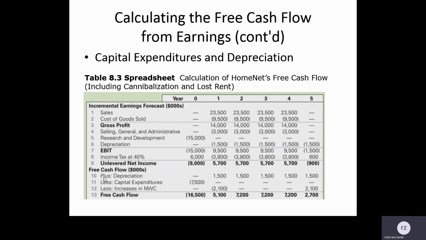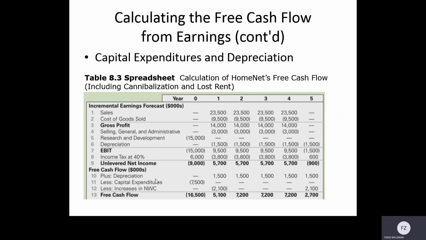As we know, initially when we were figuring out the income, we deducted depreciation and then subtracted the income tax. And when we have already done with the income, we have to add back depreciation, because based on the free cash flow, depreciation is a non-cash item. Therefore, once we've done with the tax, we have to add back the non-cash item to reflect the actual cash.